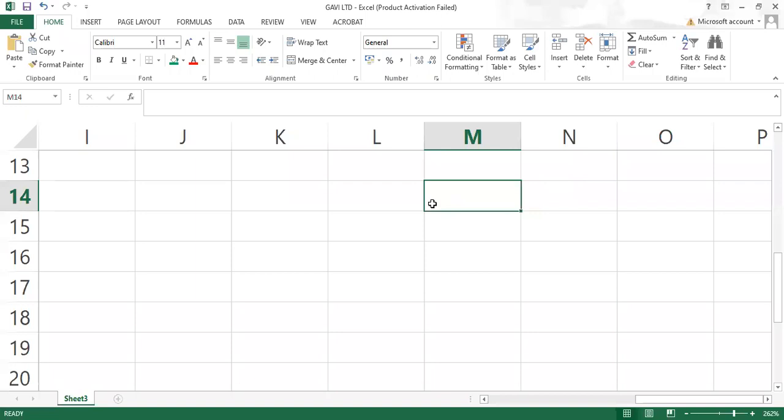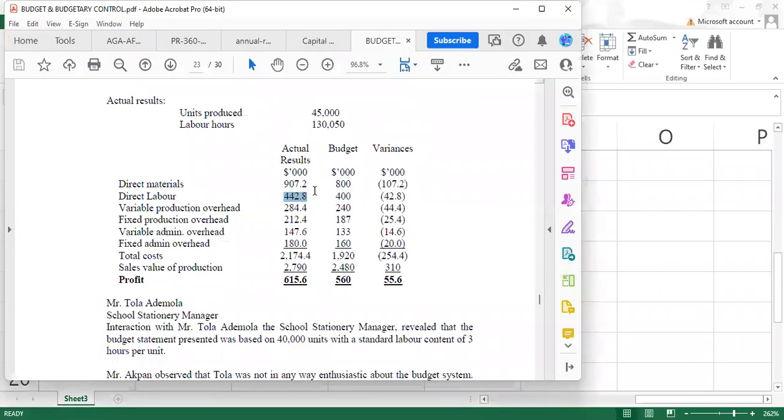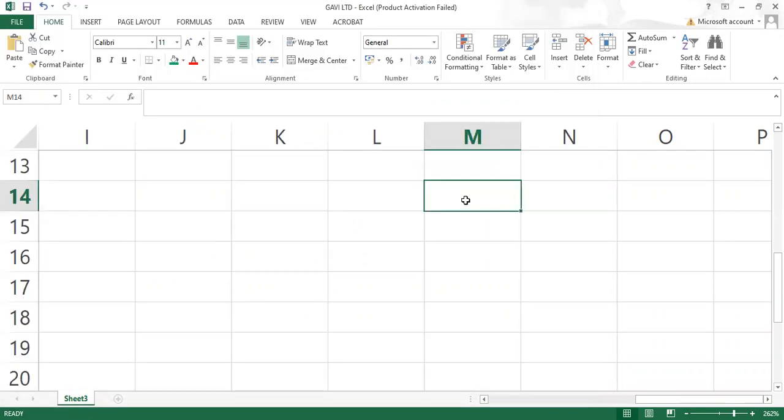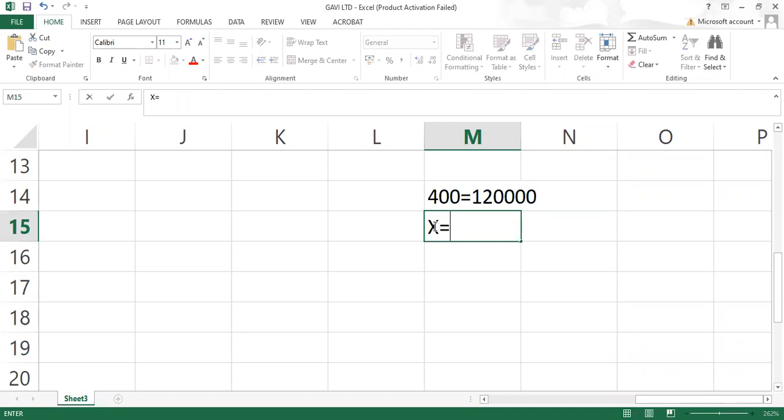Okay, let's come here. Let's settle this once and for all. How many hours are for 400? 120. If 400 is equal to 120 hours, do we know the amount that will give us the actual hours used? No, we don't know. The actual hours used is 130,050. What do we do from this side? We cross multiply, isn't it?